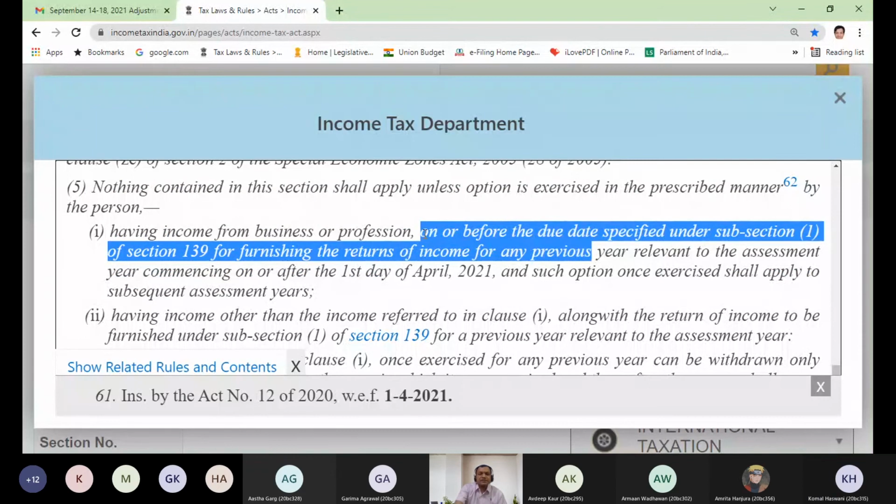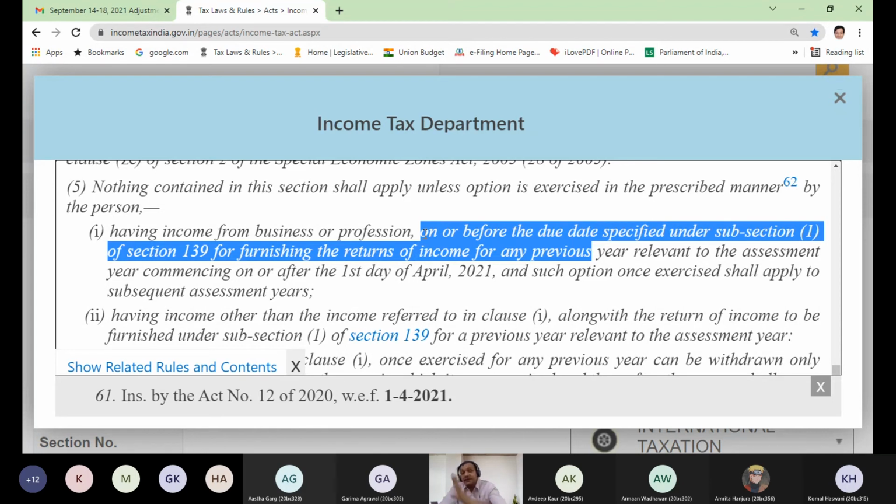Like if my assessment year is 21-22, what is the due date of filing return of income? 31st July 2021. Assuming there is no COVID going on. Because of COVID, the due date of furnishing return of income has been extended, but I'm not going into that detail. Had it been a normal year, I as an individual had to furnish my return of income by 31st July 2021. This is what the section says, that if you want to exercise the option, then you have to furnish your return of income by due date.